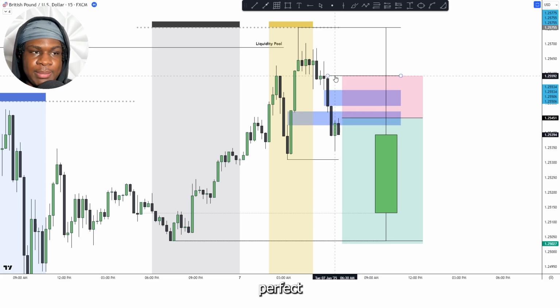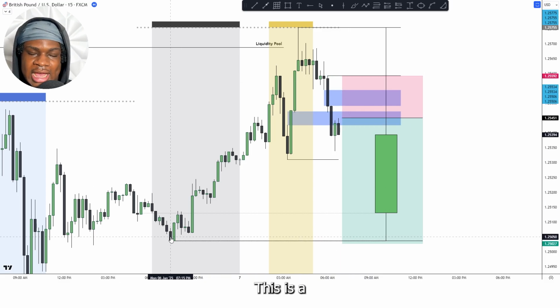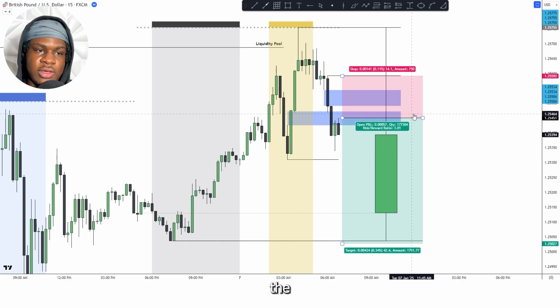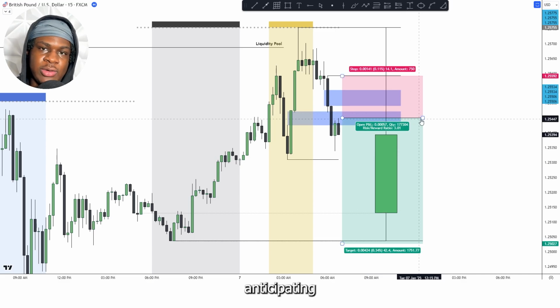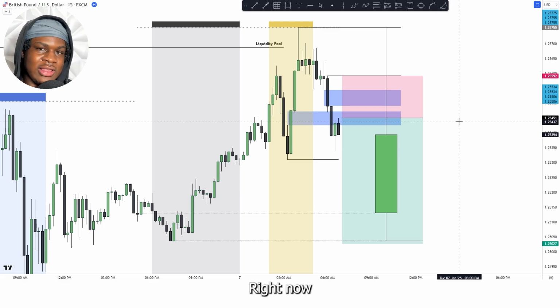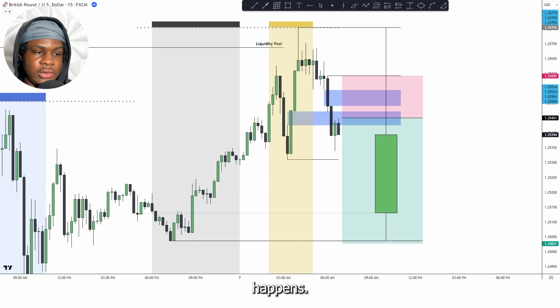So we have that perfect stop loss and placement, and we have that perfect exit at this Asia session low with the perfect risk reward, just like we anticipated, the 3 to 1 R. Perfect. Right now we're trading just like the smart money. Great job. I'm going to play this trade here and see what happens.